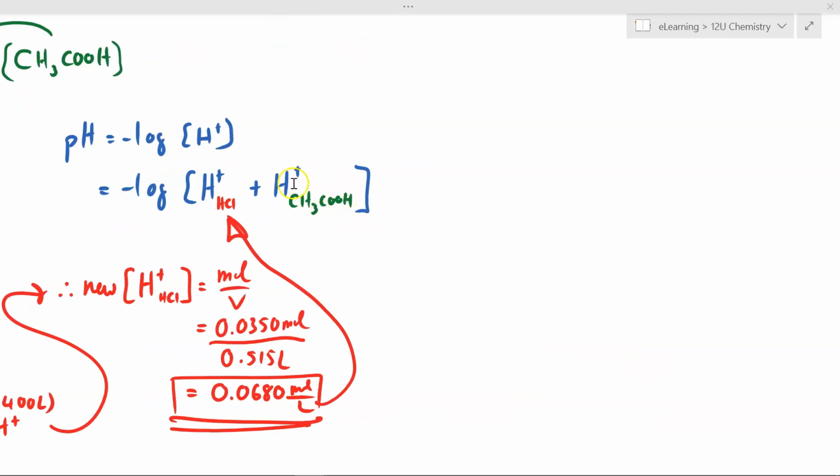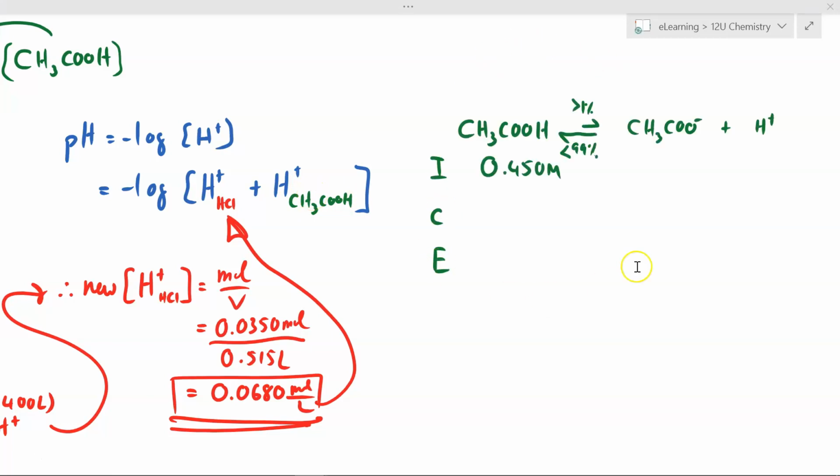The next step is to find out how much H plus is released by the CH3COOH, the acetic acid. Unlike the hydrochloric acid, which is strong and gives up all of its H plus ions, the acetic acid is weak. It is not on my list of 6 acids, so it's weak, and it does not release all of its H plus ions. So we need to calculate how much of the H plus ions are actually released. So we'll set up an ICE chart to find out how much H plus is being released.